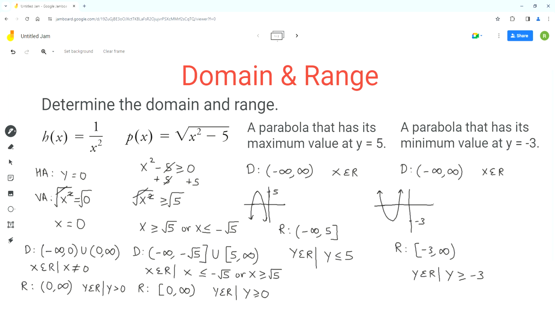So these are the steps you have to keep in mind to find the domain and range for these different types of functions. It's very important to analyze the function carefully and then identify the domain and range for it. So I hope you'll find this video useful.